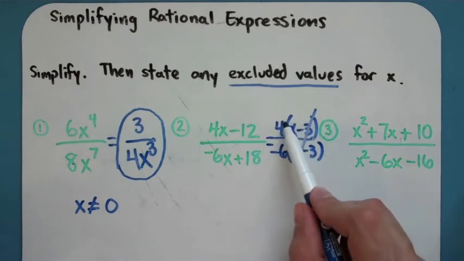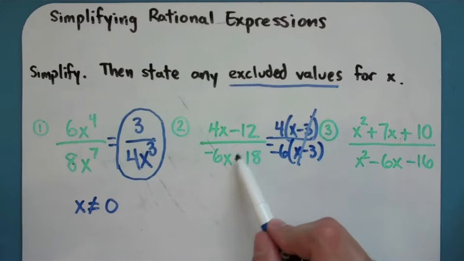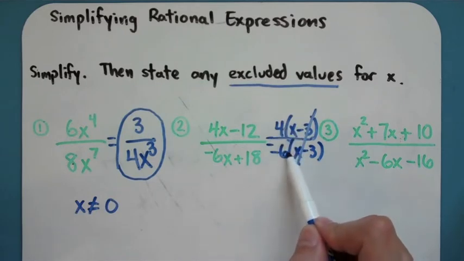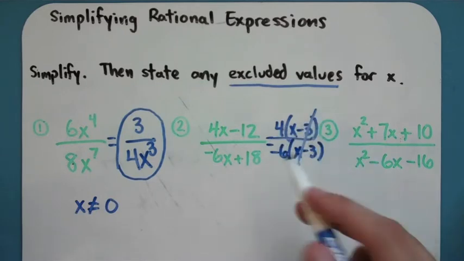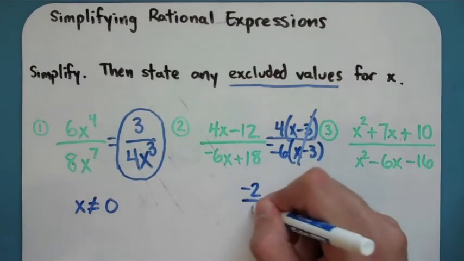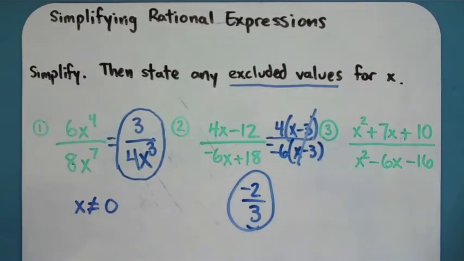I'm allowed to do that because now I didn't break any plus or minus signs like here. It's really just a times sign right there, and that's totally fine. These slash out. 4 over negative 6 reduces to negative 2/3. So that's going to be my answer.